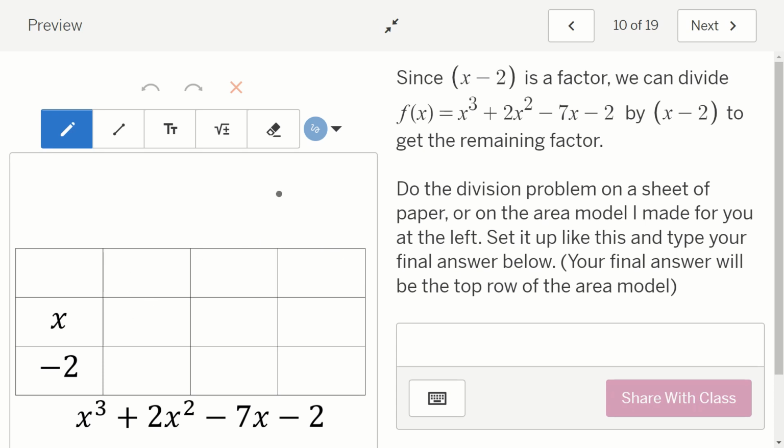So the directions there say do the division problem on a sheet of paper or on the area model I made for you at the left. Set it up like this, type your final answer. So I would like you to pause the video for about 3 or 4 minutes to do this one problem. See what you can do with it. It shouldn't be taking you 15 minutes to do it. Start with what you know, what goes in that upper left-hand box, and fill it in one piece at a time. And then unpause the video. If you need to make corrections, that is fine to make corrections. Just make sure you're trying it on your own first.